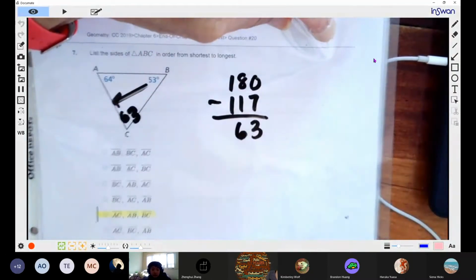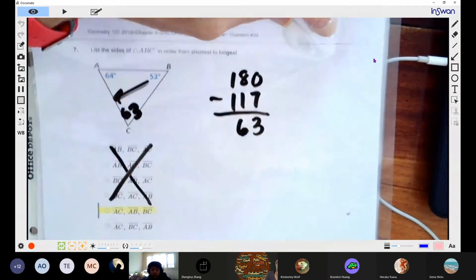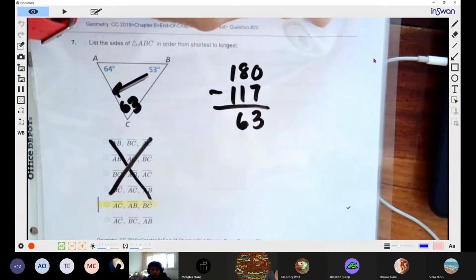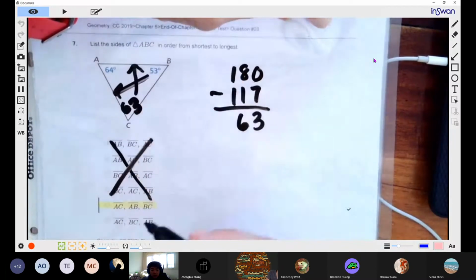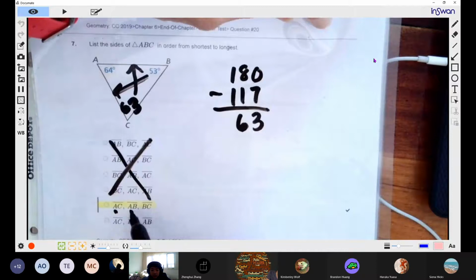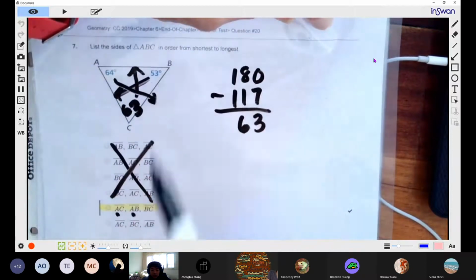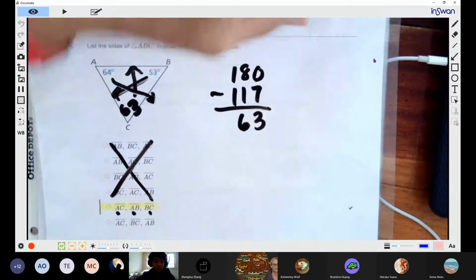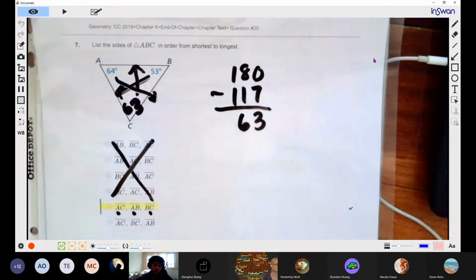Okay. So the shortest side is going to be across from the smallest angle. That means AC is first. So look, all of those are no longer possibilities. The second shortest side is 63. And so this is going to be AB. And then the longest is across from 64, which is BC. That relationship holds for each one.